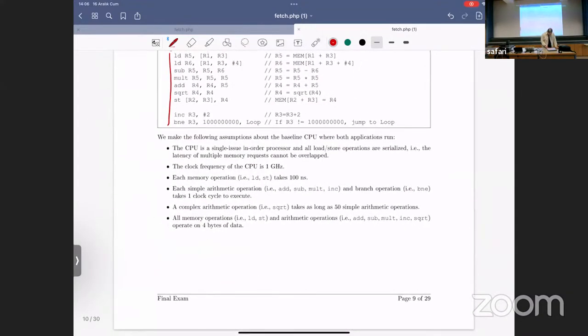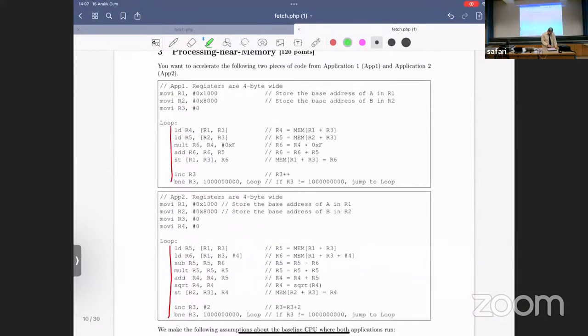Okay, and here it tells you that the CPU is a single issue in-order processor. All loads and stores are serialized. It gives you the frequency of the CPU, and also tells you the time for arithmetic operations. Jumps take one cycle. If you have to do a complex operation, it takes 50 cycles. And loads and stores are 4 bytes, loads 4 bytes of data.